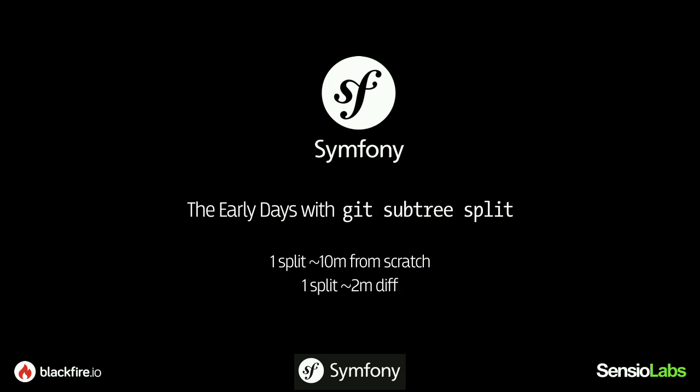On average it takes 10 minutes from scratch, but then because we have some cache, and that's not the case by default, so I'm going to explain how to get the cache, then it took around 2 minutes to get the difference between the current state and the new state, right? 2 minutes is also a large amount of time. And those 2 minutes depend on the size of the repository, which means that it's getting slower and slower over time.